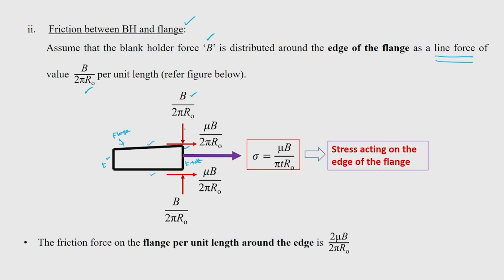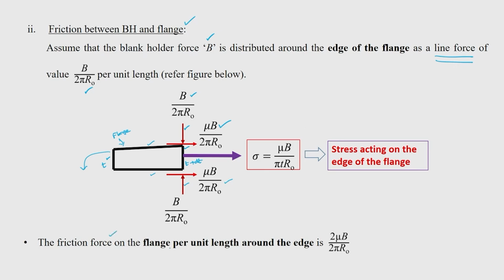So, that is why I plotted a downward arrow and then an upward arrow at both the surfaces. Okay. So, the material flow is going to happen like this. So, naturally your friction force is going to be opposing in nature. So, I am going to write friction force as mu b divided by 2 pi r naught here and mu b divided by 2 pi r naught here. So, combined we can write 2 mu b divided by 2 pi r naught as the friction force.